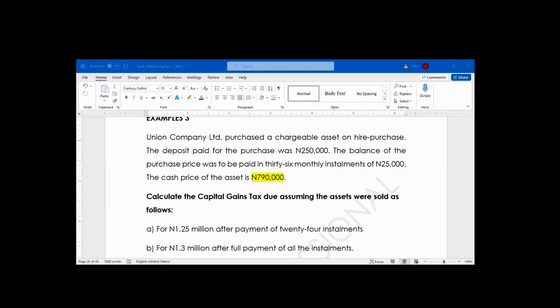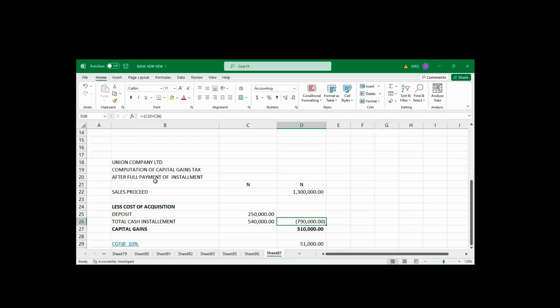Sorry, I have a question, sir. Yes, what is your question? This hire purchase stuff, can you clarify the buyer and the seller? What I know is that somebody has an equipment and he gives it out for hire purchase. So I just want to know who is the buyer here and who is the seller here.